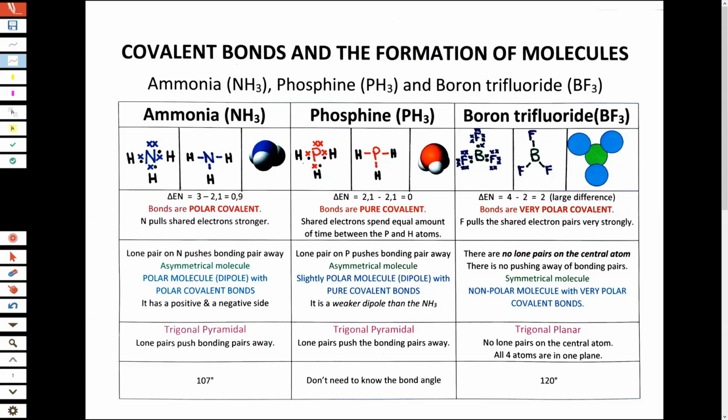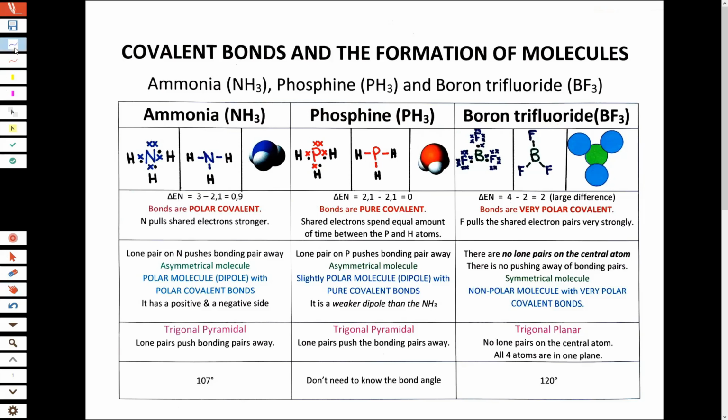In this lesson, we are going to look at the formation of ammonia, NH3. We're going to look at the formation of phosphine, PH3, and the formation of boron trifluoride, BF3. We will study the intramolecular bonds, the bonds inside the molecule, which are the covalent bonds because they are all nonmetals. We will be looking at the shapes of the molecules, and we will discuss whether the molecules as a whole are polar or non-polar molecules.